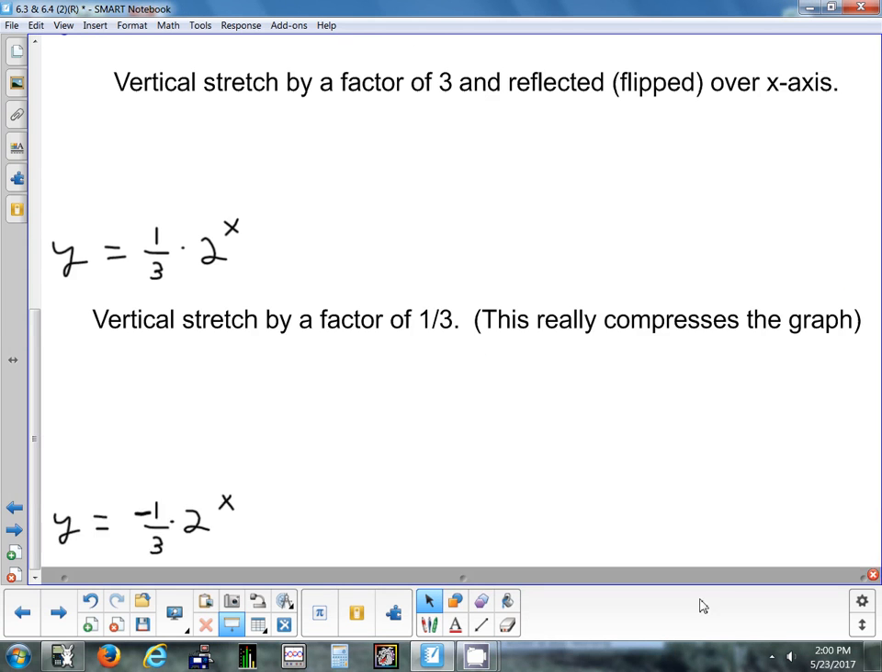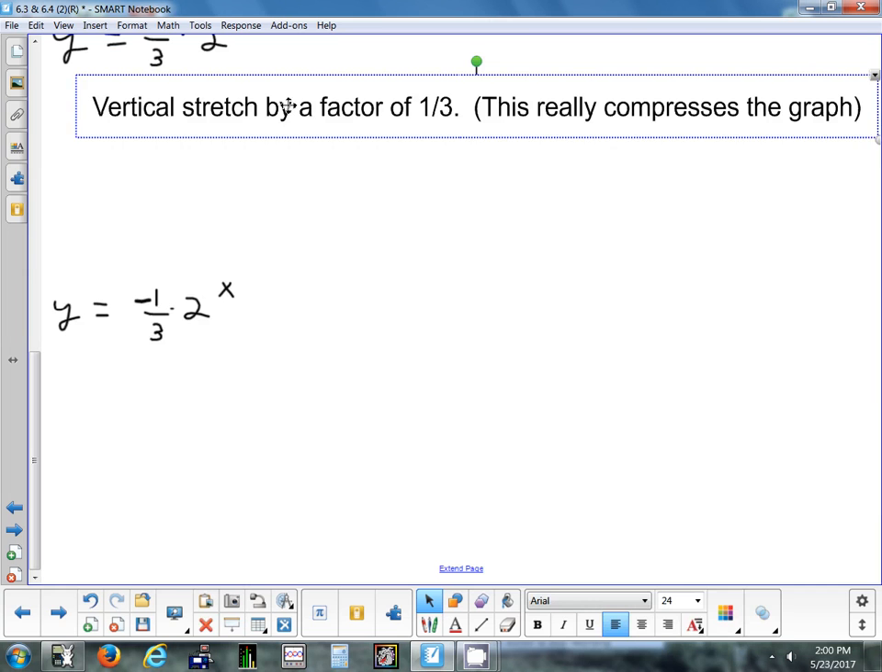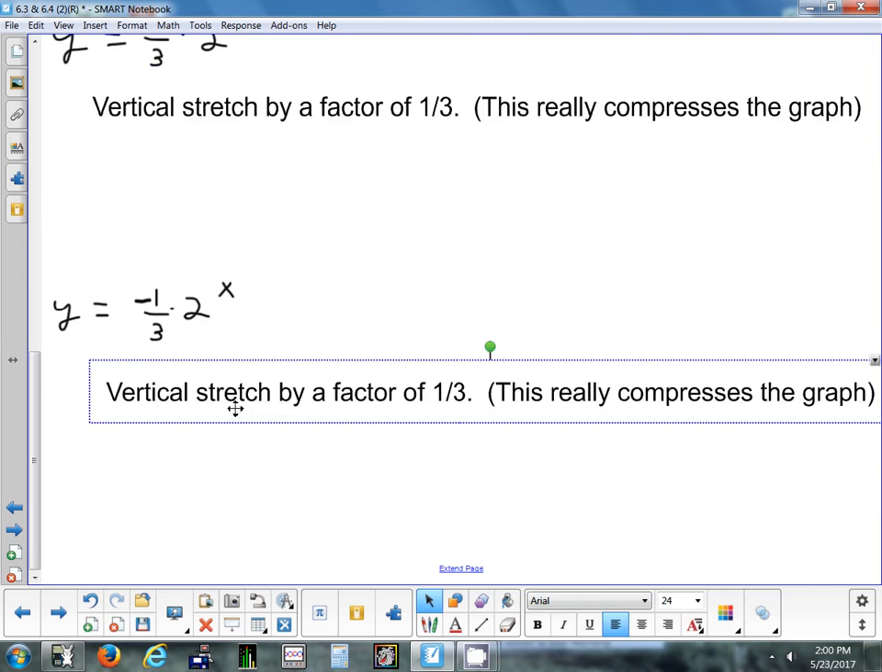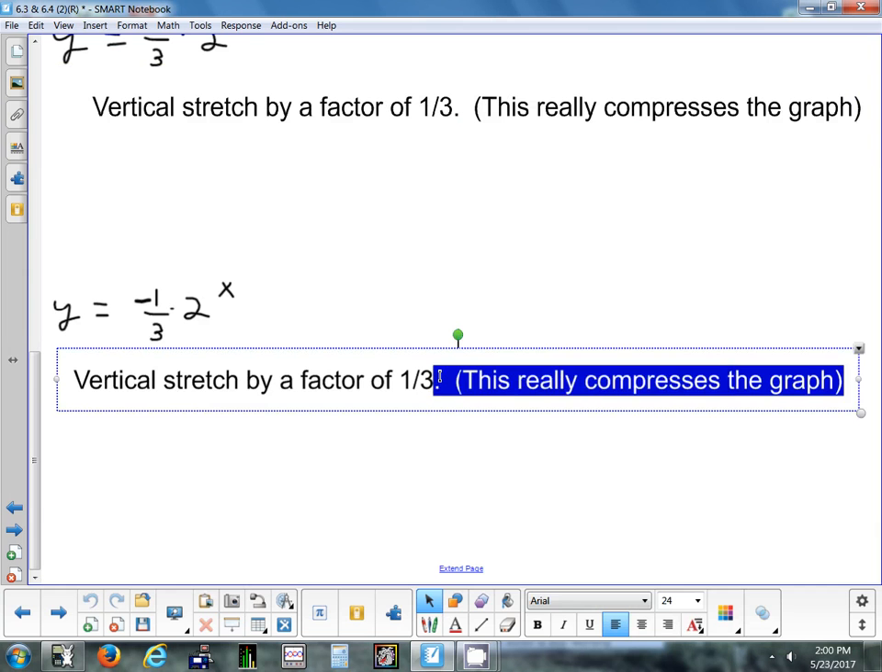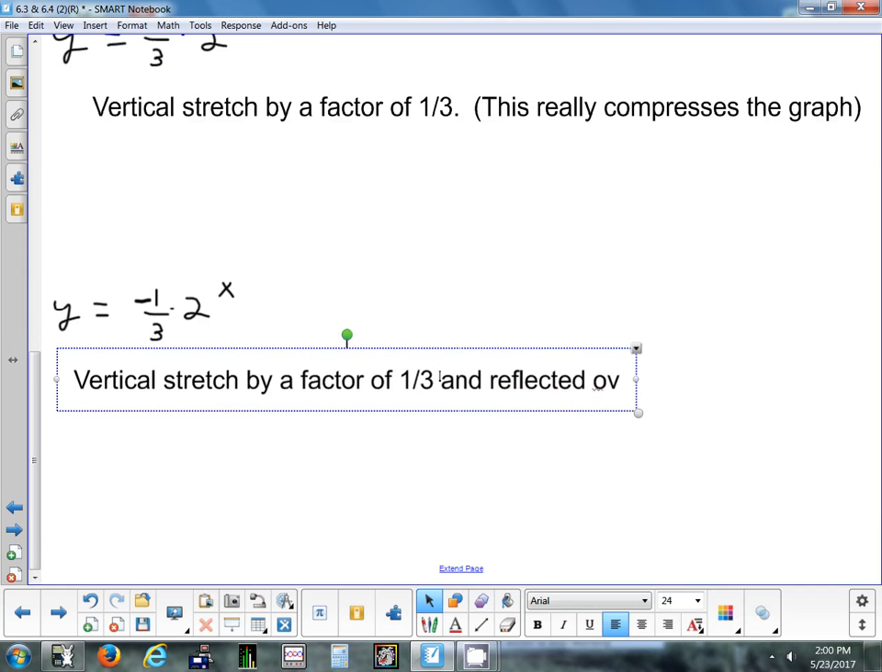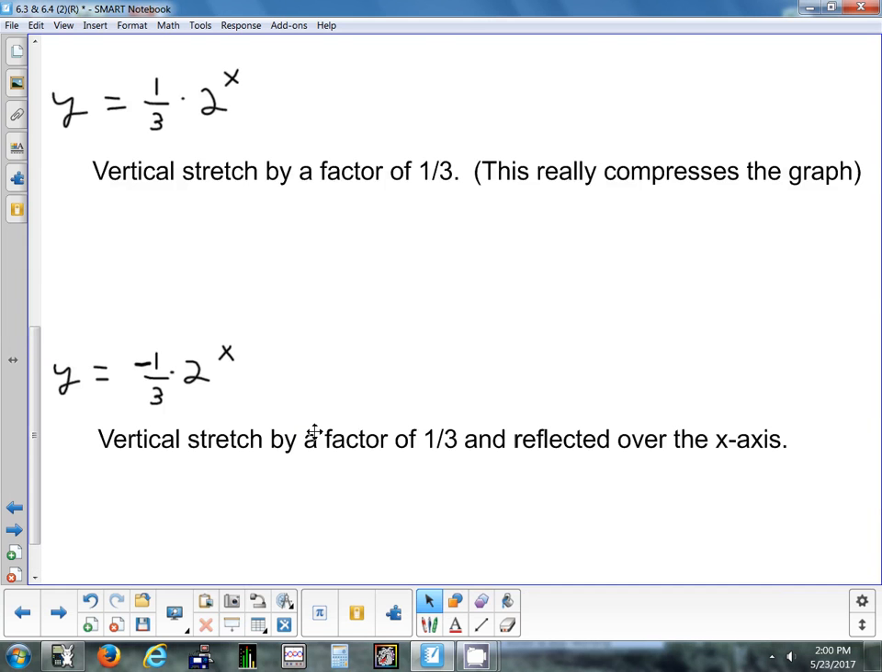Next one. It's going to be vertical stretch by a factor of 1/3 reflected over the x-axis. Perfect. Very simple, guys. How many parts do you have if it's positive? One. Vertical stretch by a factor of whatever. I don't care if it's between 0 and 1. I don't care if it's greater than 1. Use the same sentence, all right?